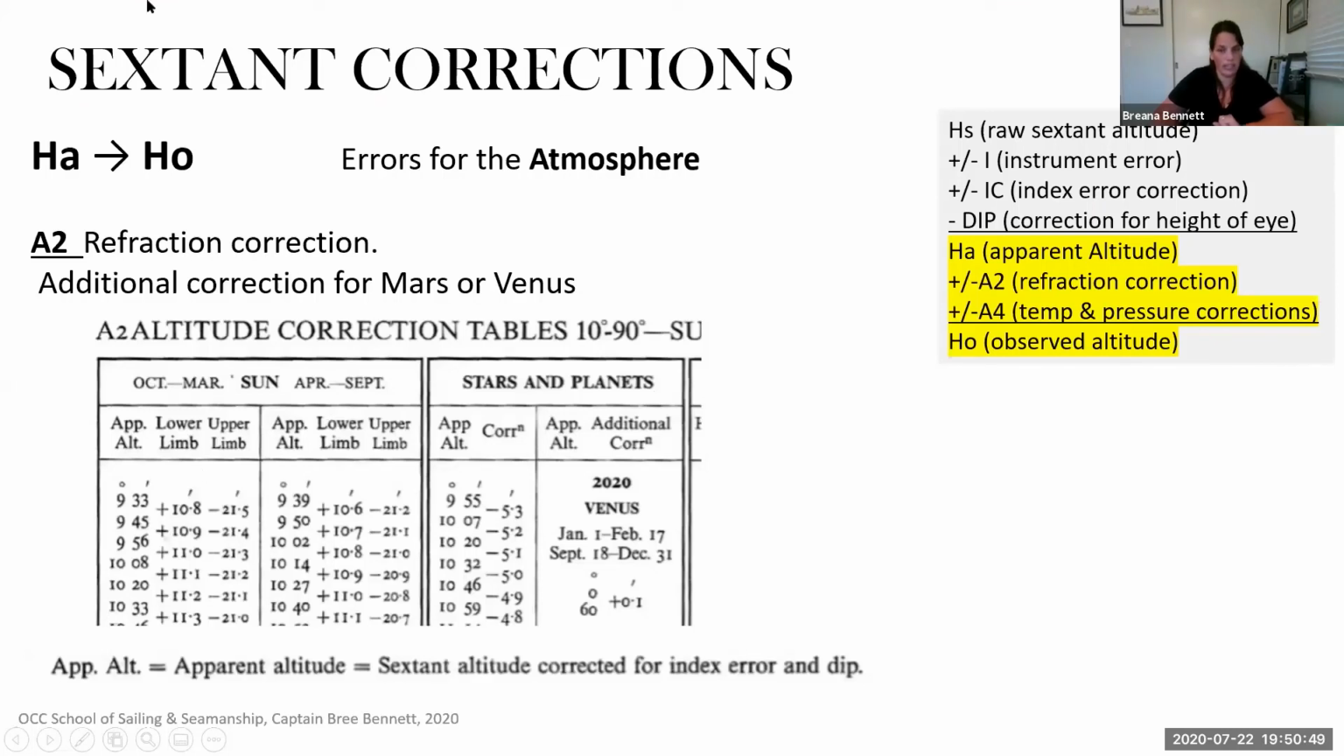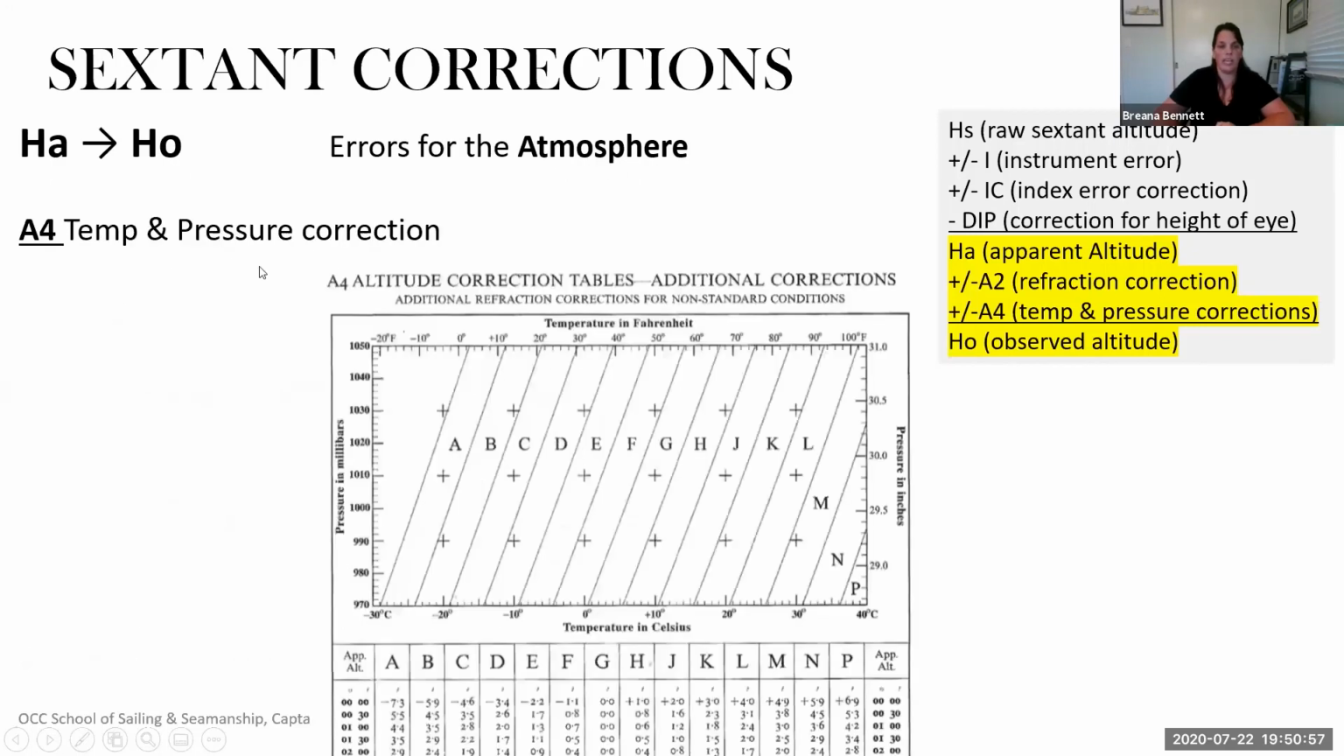So we have our A2. We go in with our apparent altitude and we get our correction. For the A4 with our temperature and pressure, we go in with whatever our temperature is in Fahrenheit. So let's say we're at 70 degrees Fahrenheit.